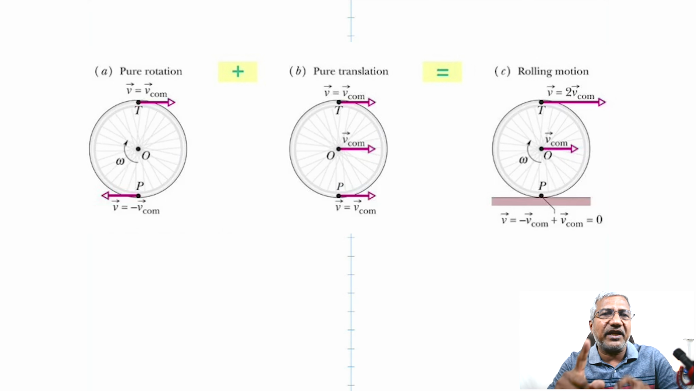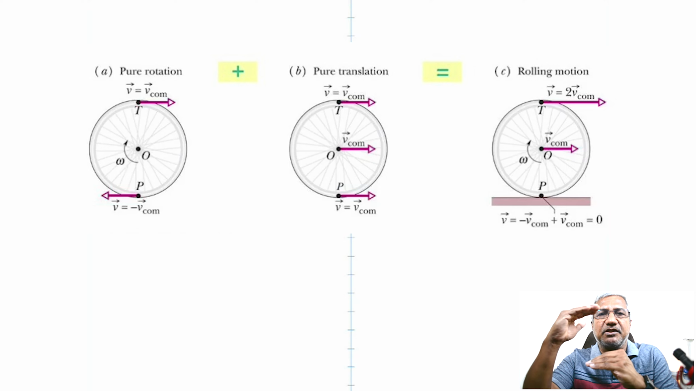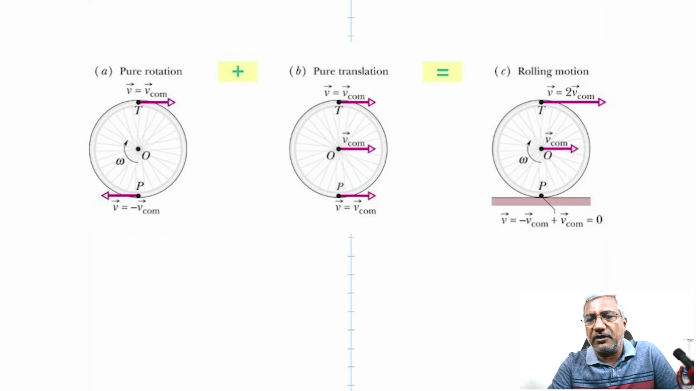In this case, it's very interesting to note that the velocity of the point P, which is touching the ground, is zero. It's not moving at that instant. On the other hand, the velocity of the topmost part, called T here, is actually 2 times the velocity of the center of mass. So the bottom part is not moving, it's virtually at rest. The center of mass is moving with the velocity v_com, as shown in the diagram, and the top is moving with double the velocity. So that's a very interesting fact.